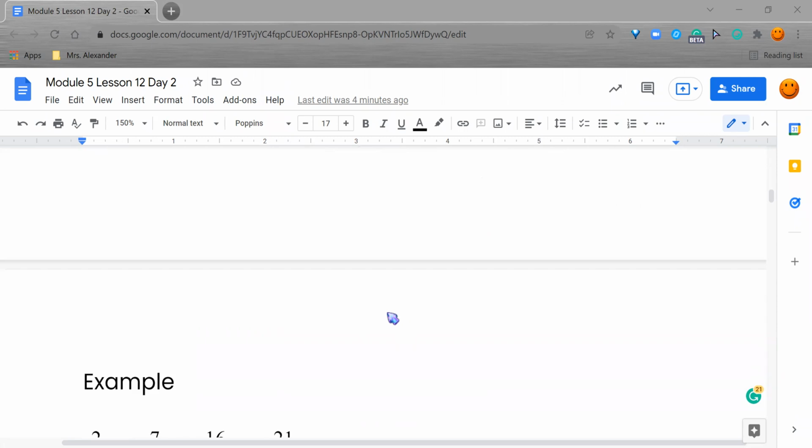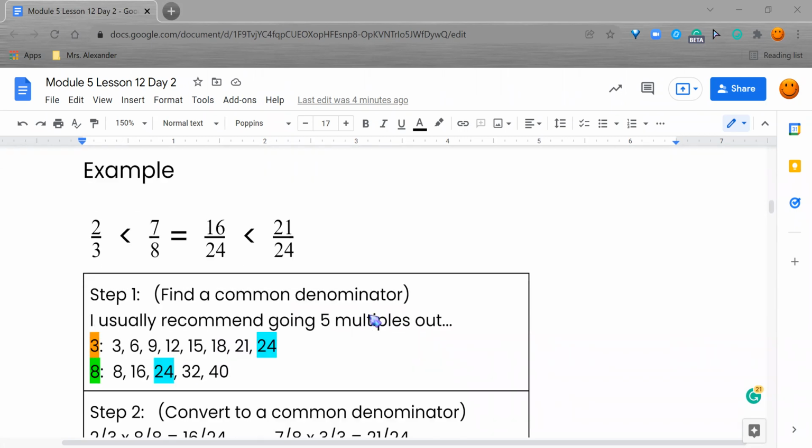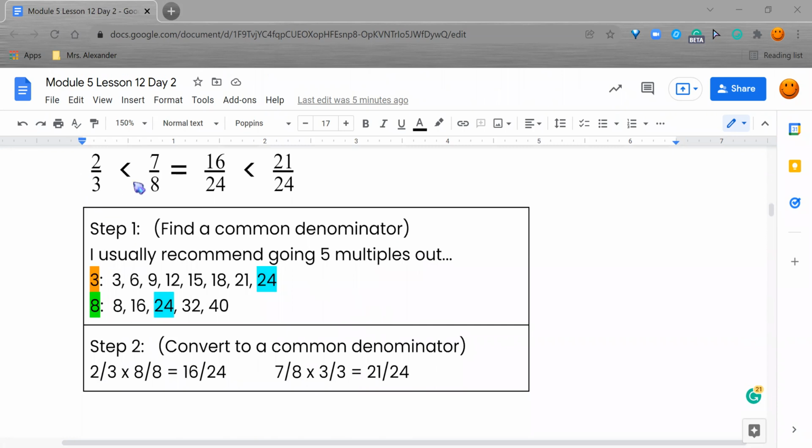So let's go look at an example. We did this example just yesterday. So I'm just going to go through it: 2/3 and 7/8. We ended up having to go more than 5 out to see that the common multiple was 24. We did 2/3 times 8 over 8 because we know that 3 times 8 is 24. What you do to the bottom, you do to the top. And then here, we have 7/8 times some number equals some number over 24. And we saw that 8 times 3 is 24, and you do the bottom, you do the top, and 7 times 3 is 21. And we saw that 21/24 is larger than 16/24. So we can say 2/3 is less than 7/8.